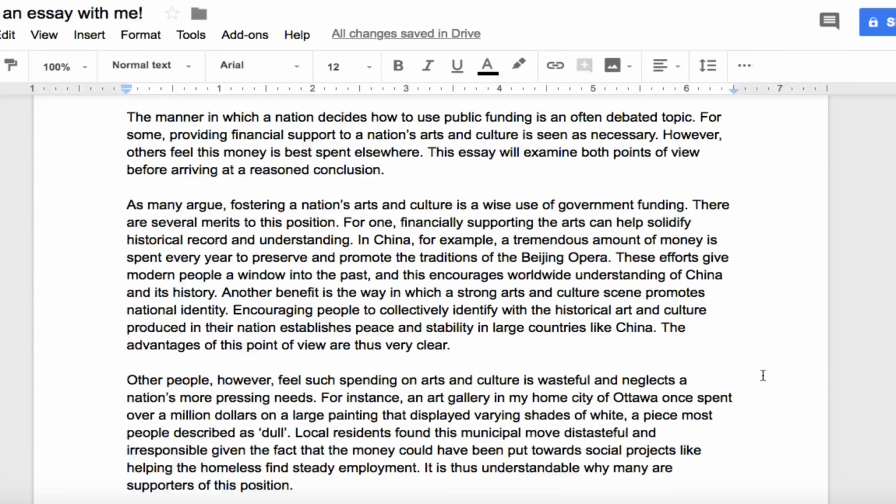and its history. Another benefit is the way in which a strong arts and culture scene promotes national identity. Encouraging people to collectively identify with the historical art and culture produced in their nation establishes peace and stability in large countries like China. The advantages of this point of view are thus very clear.